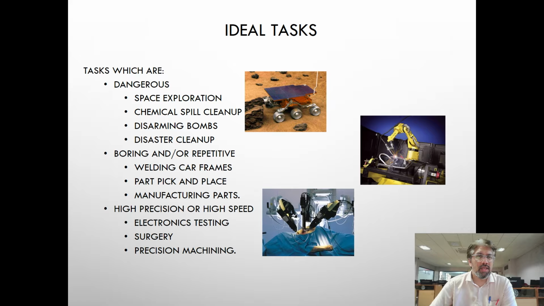Some of the tasks which are performed are generally dangerous. So space exploration comes into the picture. Your Mars rovers are one example of this. Then chemical spill cleanup. We don't want to get associated with chemicals, which can cause a lot of problems for us. In that scenario, a robot can be used. Disarming bombs is another area in which a robot can be used, since it could be harmful for a human being. This is one of the things which you can take up as a project and continue. And then also disaster cleanup or disaster management.